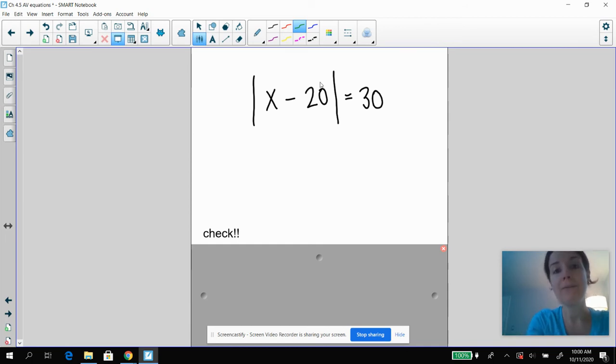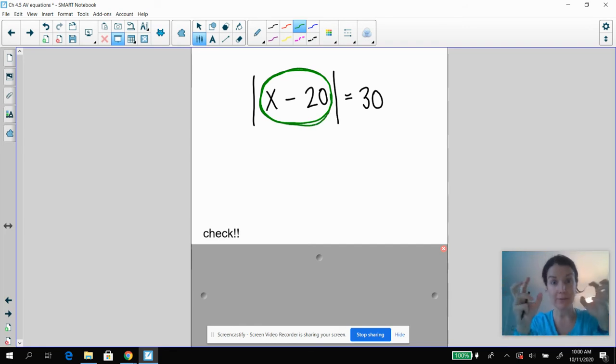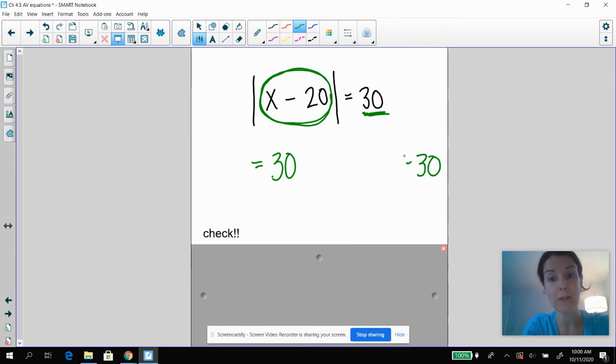So I've got two numbers here. I'm trying to find the difference between them, right? I keep saying difference, I mean distance. So the physical distance between them is 30 units. What that means is whatever's inside of these pipes could be positive 30 units, positive 30 years, or negative 30 years. And look what's inside the pipes: x minus 20.